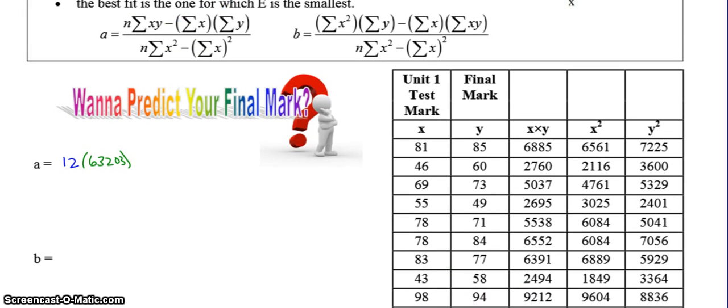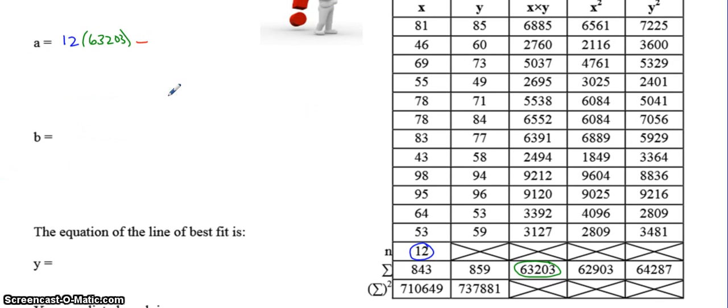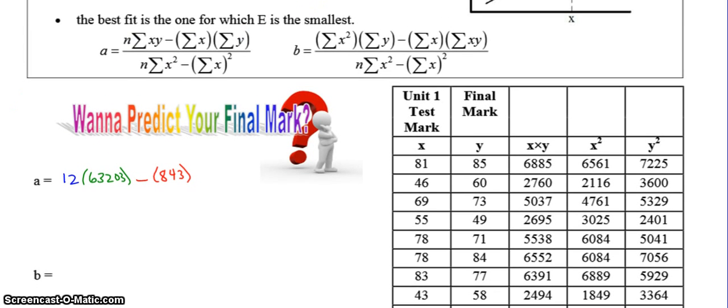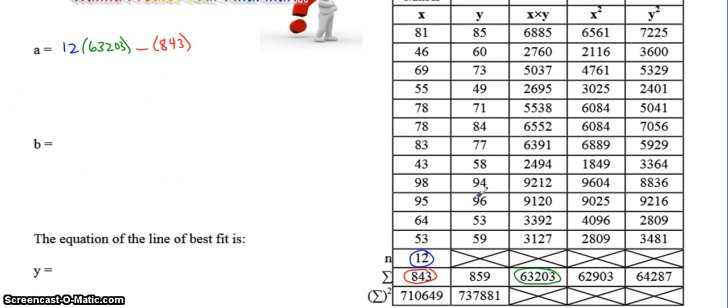And then you're going to subtract the sum of the x's. So here's the x column, here's the sum. Times the sum of the y values. So here's the y column, and here's the sum. So that's what goes on the numerator.